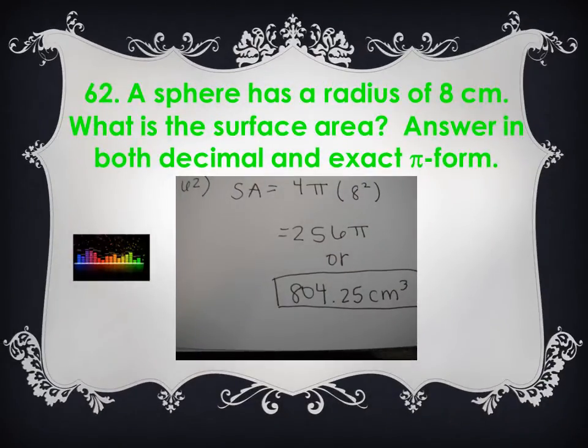In this problem, you were asked to find surface area. You were given that the radius is 8 centimeters. The surface area is 4 pi radius squared for a sphere. This formula is given to you on your formula sheet, so all you need to do is plug in the radius.